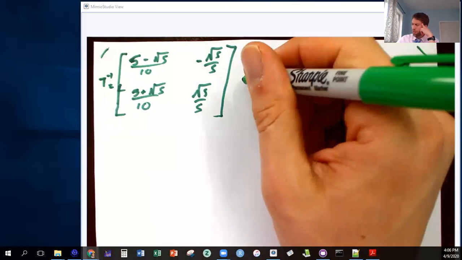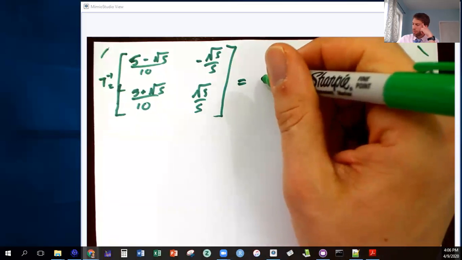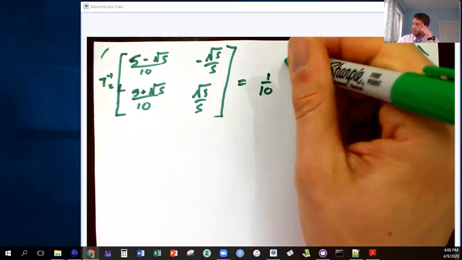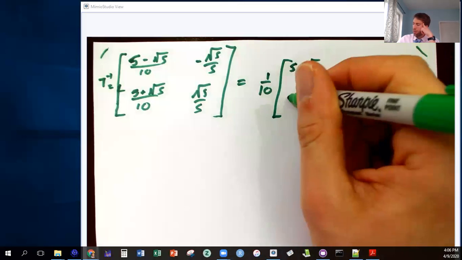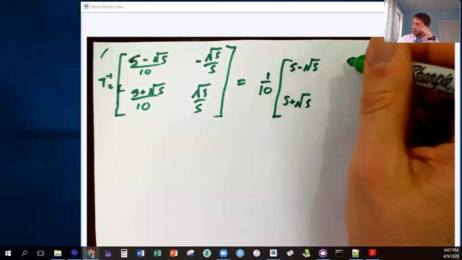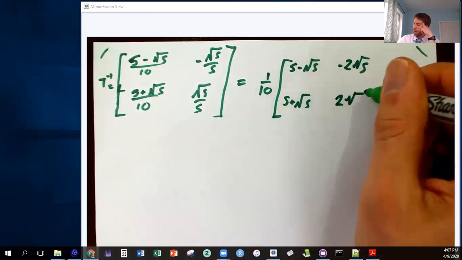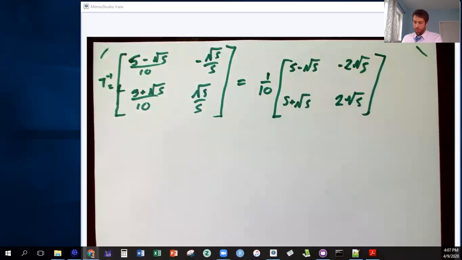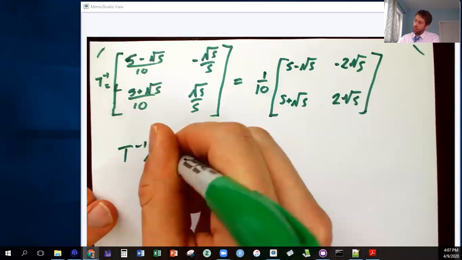Another way to write T inverse that avoids fractions would be that T inverse is 1/10 times the matrix 5 minus square root of 5, 5 plus square root of 5, -2 square roots of 5, 2 square roots of 5. That way it avoids fractions, and that'll help us to avoid fractions in the coming multiplication, because now we're asked to find T inverse AT.